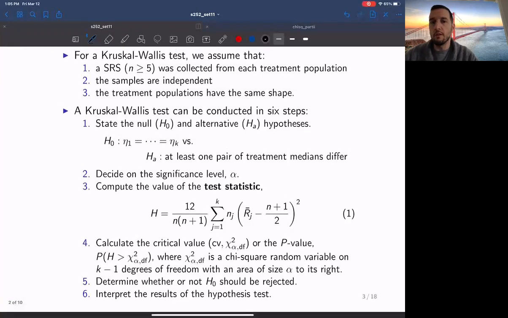Okay, given our result on step 4, we can then reject or not reject the null, and then we state our conclusion. Okay, so again, this is an alternative to the one-way ANOVA, mainly when the normality assumption is not intact.